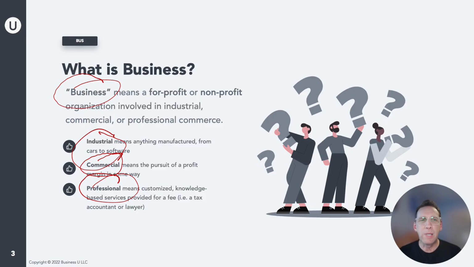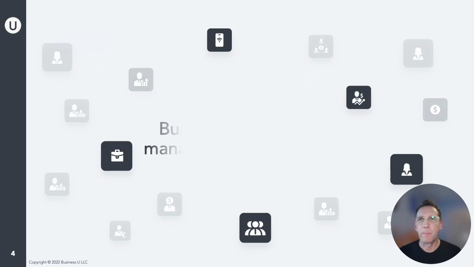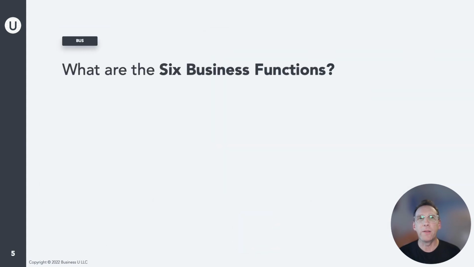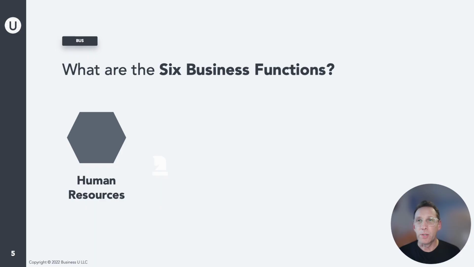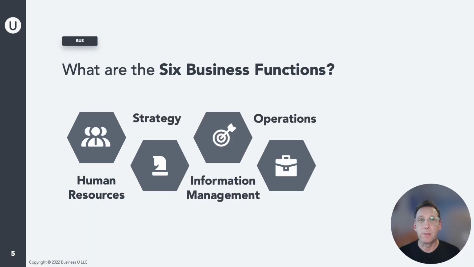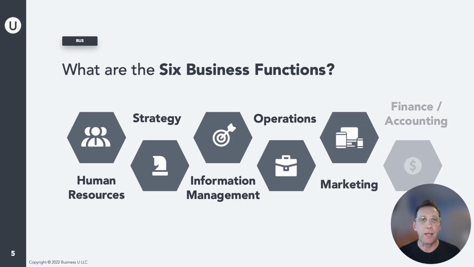So what does a business actually do? Well, business is about people managing business functions. So what are the 6 business functions? They are human resources, strategy, information management, operations, marketing, and finance and accounting. Now, another way to possibly remember this is the 6 C's.